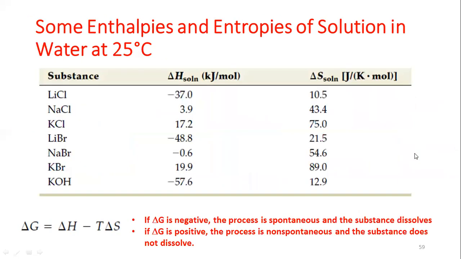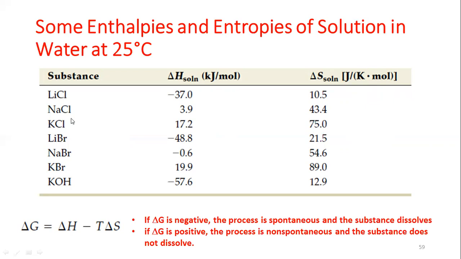So what is happening over here? That means the solutions can be prepared exothermically or endothermically. So let's suppose this is one of the cases. Lithium chloride has minus 37. That means it is exothermic, and the entropy, of course, is positive. That means this is the spontaneous way to prepare the solution.